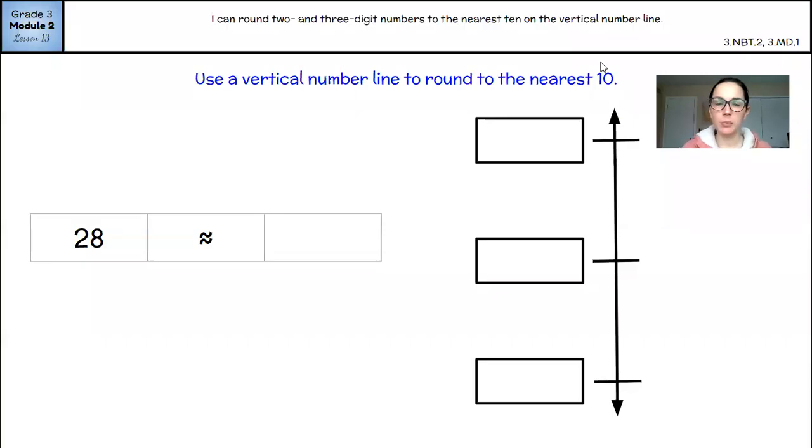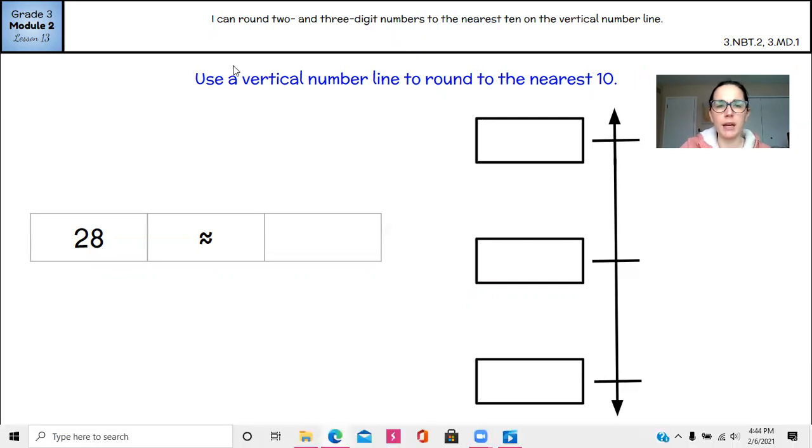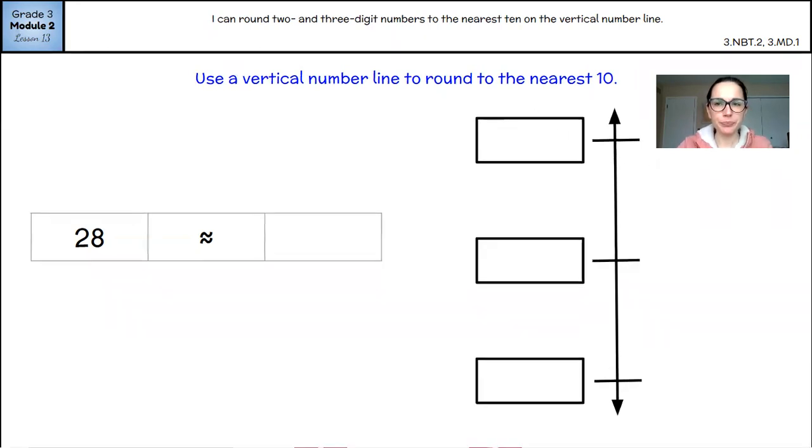Hi, boys and girls. Today we're going to continue rounding numbers to the nearest 10 on the number line. So let's think about what we learned yesterday. We are looking first at the number 28, and I'm going to get my pencil ready. Again, we're using a vertical number line, a line that goes up and down. Our first number is 28.